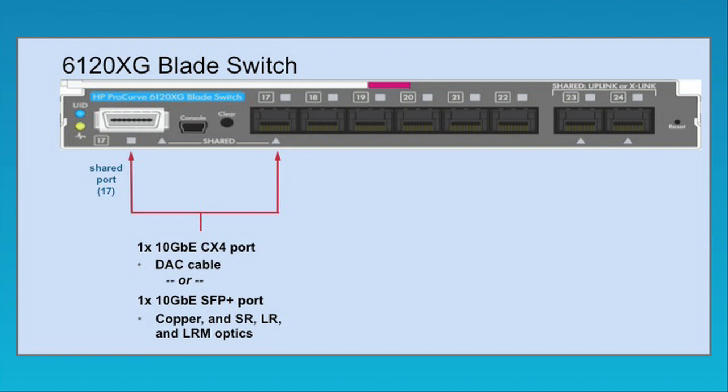The port labeled 17 is a shared port and can be used for either 10 gigabit Ethernet CX4 or 10 gigabit Ethernet SFP+ connectivity. Please note, the SFP+ port always has precedence over the CX4 port.